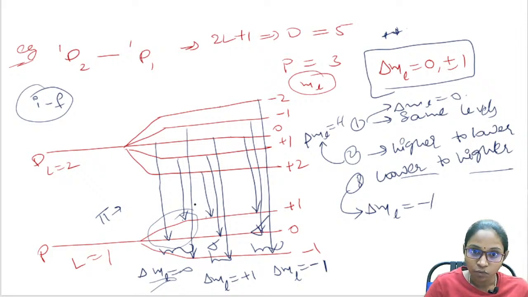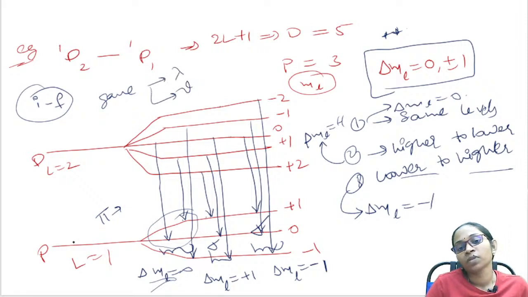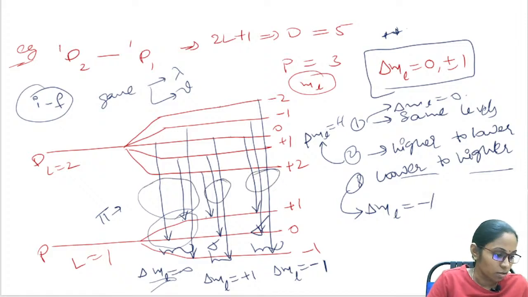That means you will find three different spectral components which will have the same wavelength and same frequency. These three spectral lines will have the same wavelength and same frequency. So this is about the normal Zeeman effect.